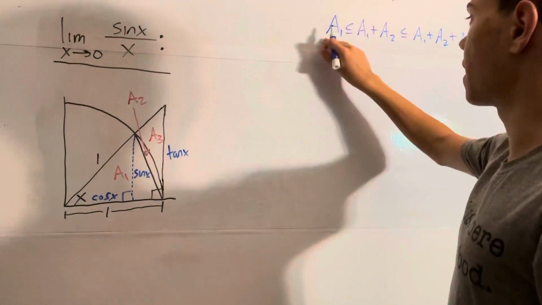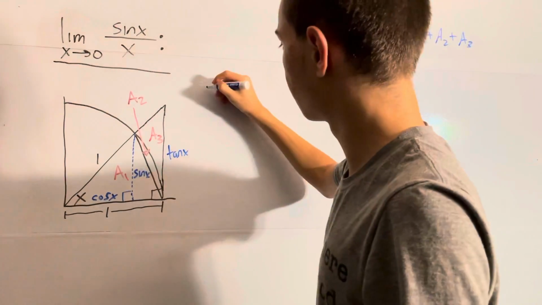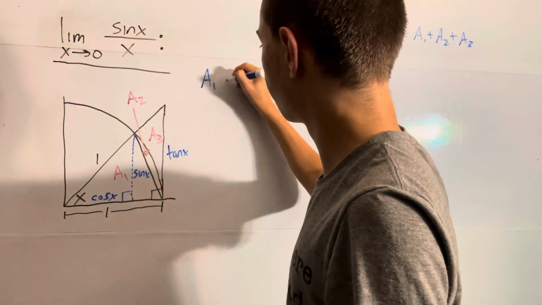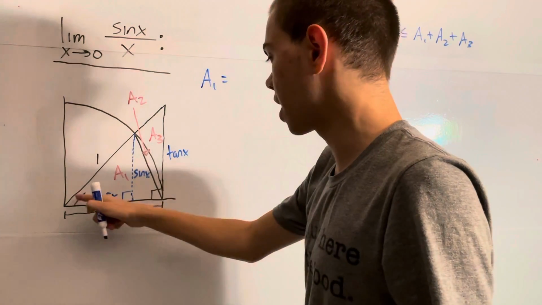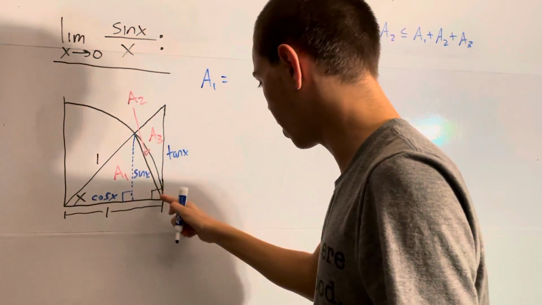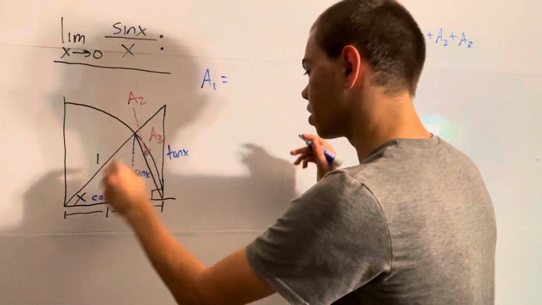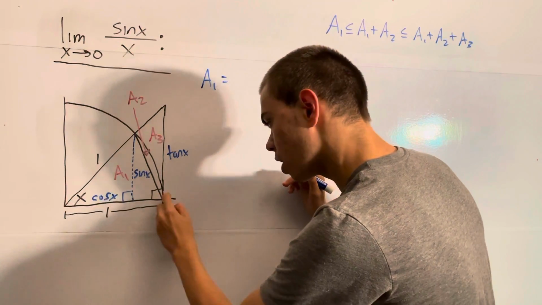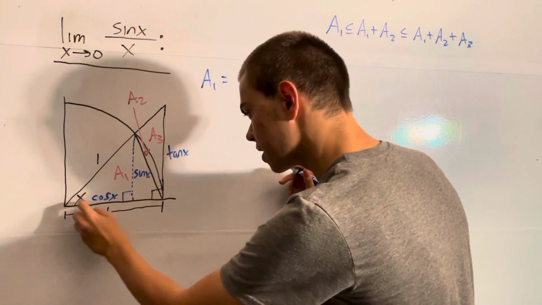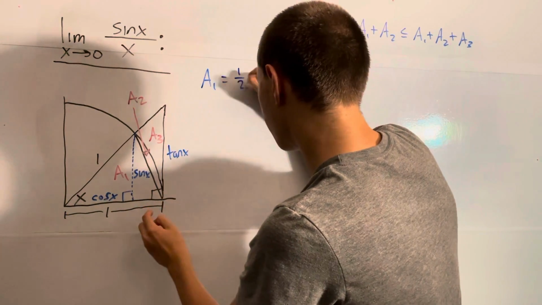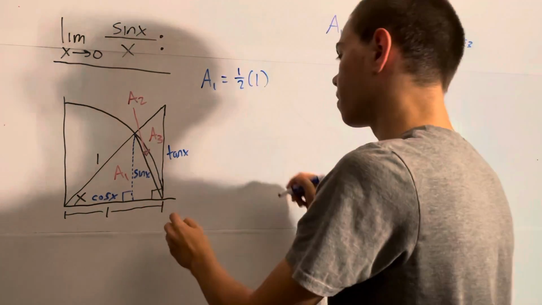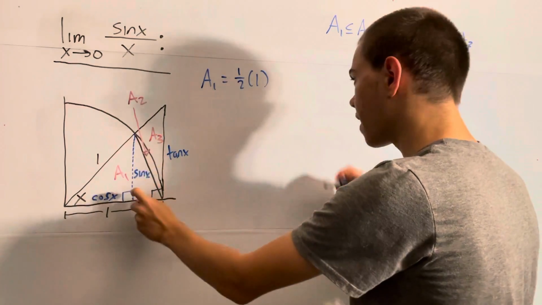So the first thing to find is area 1. To find area 1, it's a triangle. Pretty much area 1 refers to this whole triangle right here. We know it's going to be 1/2 the base of the triangle times the height of the triangle. So the base is 1. So it's going to be 1/2 times the base, which is 1, times the height, which is the sine of x.